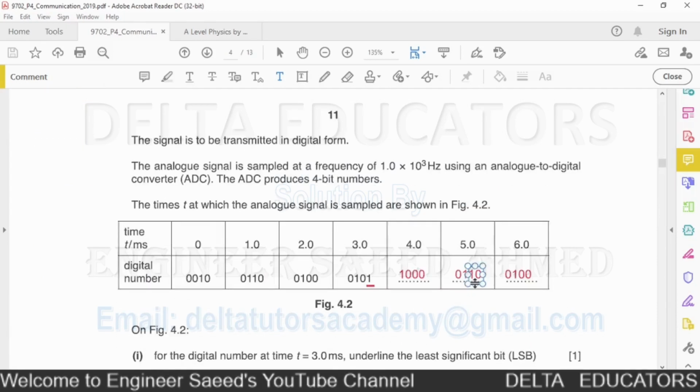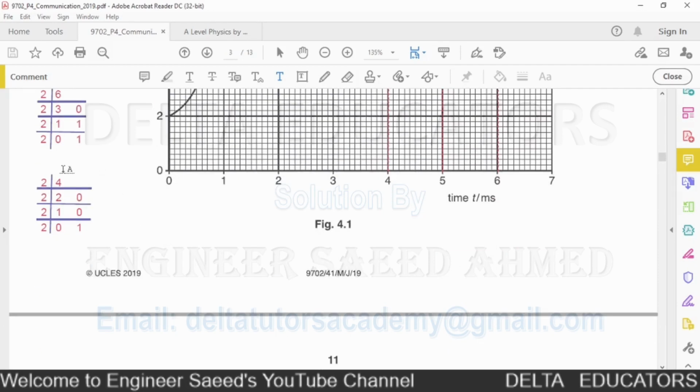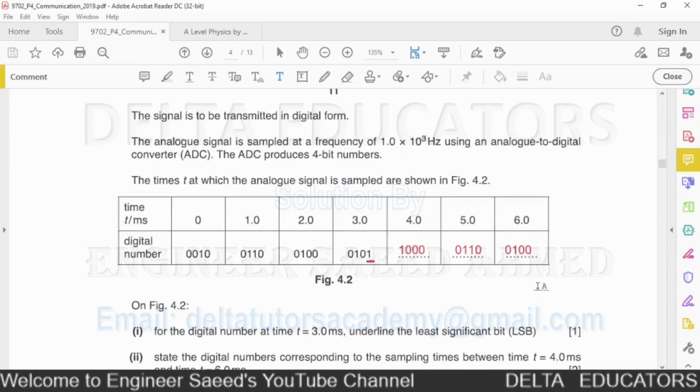Now at t equal to 6 millisecond, the analog value is in between 4 and 5, approximately 4.6. Again we ignore the 0.6 and convert 4 to a digital number. When we convert 4 to a digital number, we get 0100. So at t equal to 6 millisecond, the digital number is 0100.